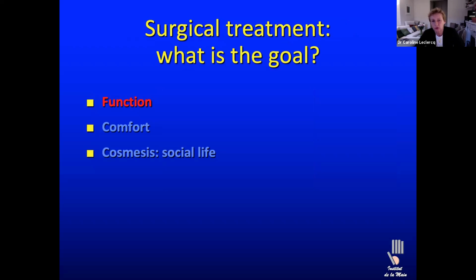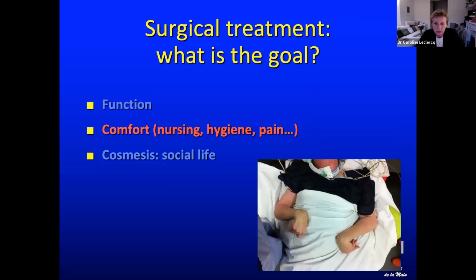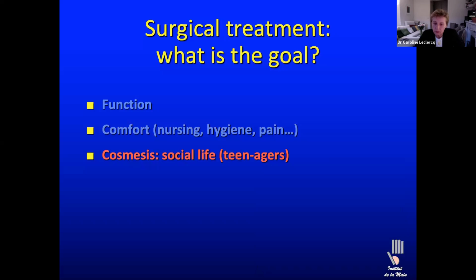Of course, we're trying to improve function. Every time this is possible, we will improve function. But on many occasions, function is not the goal. Look at this patient. He has severe cognitive problems. He's bedridden, and all we need, and all the family wants, and all the nurses taking care of him want, is a better alignment of his upper limbs so they can take better care of him for nursing, hygiene, and decrease the pain. And of course, here we're not dealing with function, but we need to take care of that also. In other patients, and we talked about the teenagers, it's going to be cosmesis that's important. And again, we need to hear what they want and then adapt our surgery to their requirements or to their desires.